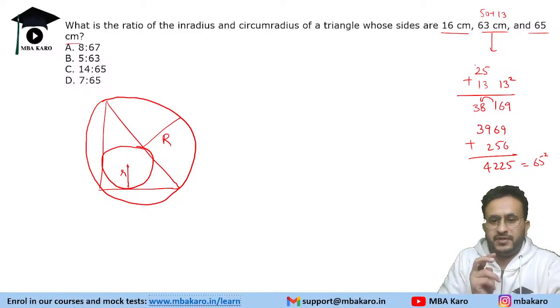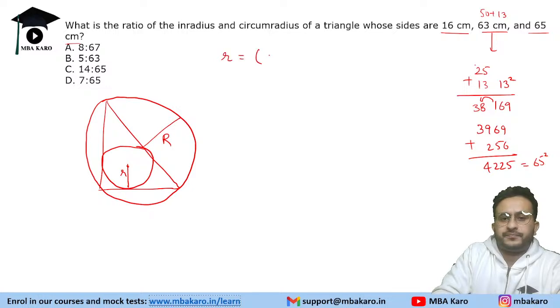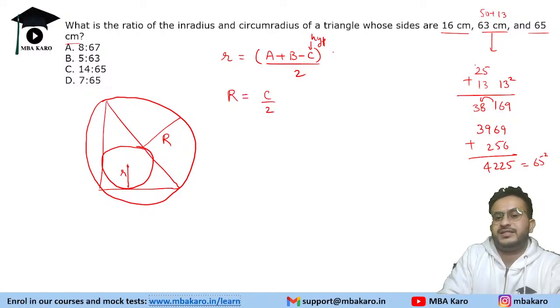Okay, so remember this property in a right angle triangle. r is equal to (a + b - c) / 2, where c is the hypotenuse. And the circumradius is c / 2, where c is the hypotenuse, right? So the inradius will be (16 + 63 - 65) / 2. So it is 79 minus 65, 14 by 2, 7. And R will be 65 by 2, which is 32.5.